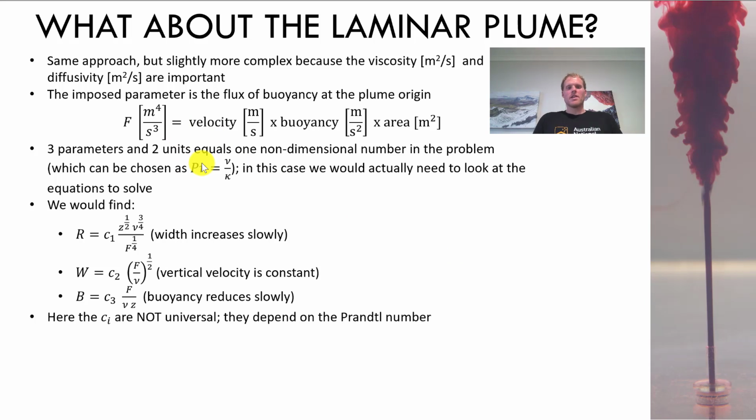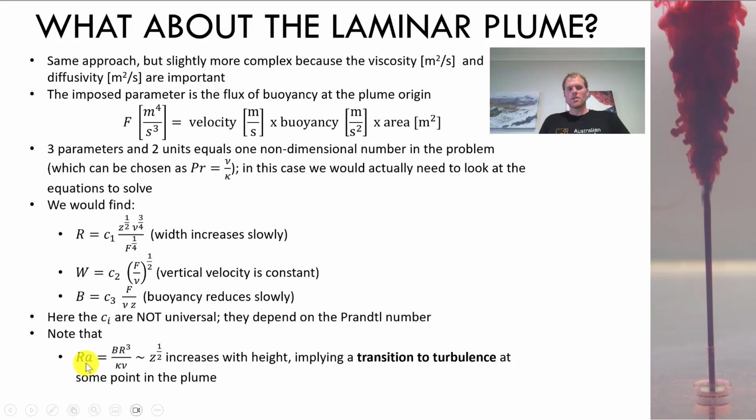But one thing you should note here is that if we form the Rayleigh number, so it's a buoyancy by a length scale cubed divided by the viscosity and the diffusivity, then if you put those in, you'll find that the Rayleigh number goes like the height to the half. So this means as you move up the plume, the Rayleigh number of this flow is increasing. And as we saw from the example of various plumes, when you move from a small Rayleigh number to a high Rayleigh number, your plume transitions from laminar to turbulent. So what we see in the lab is exactly what we expect. If you let a laminar plume evolve for long enough, it will transition to a turbulent plume.